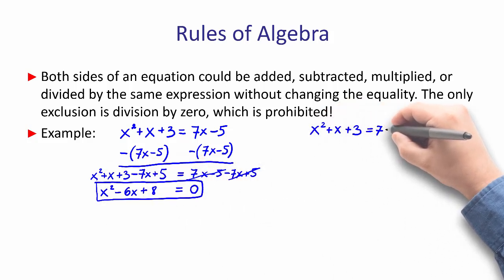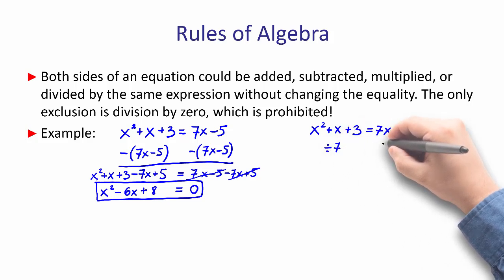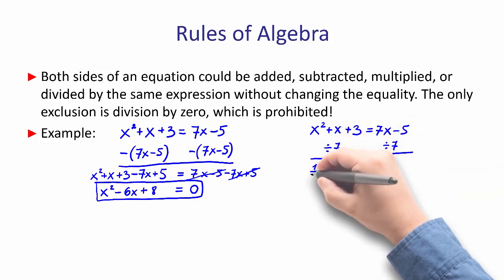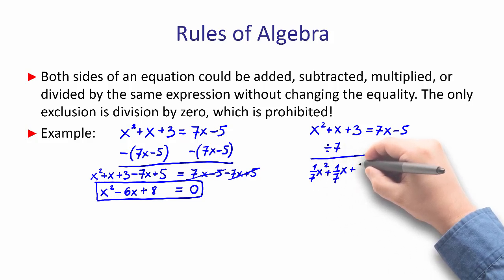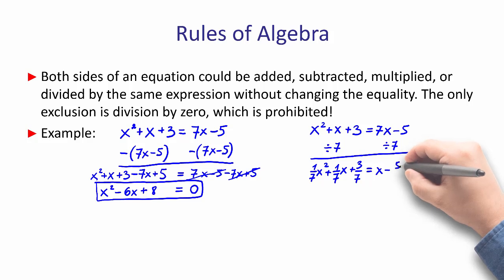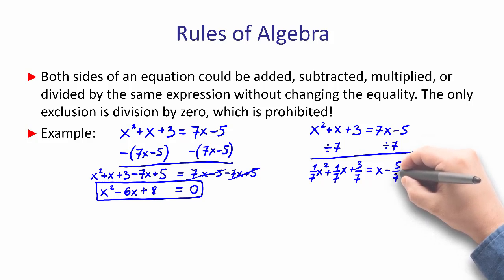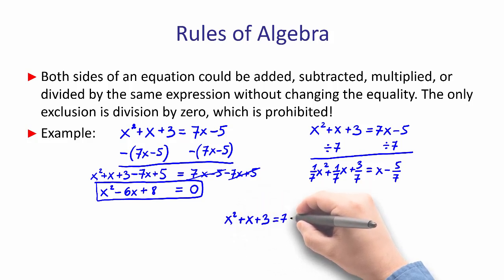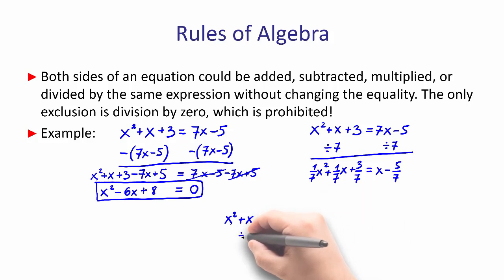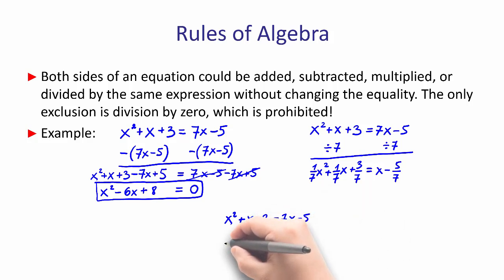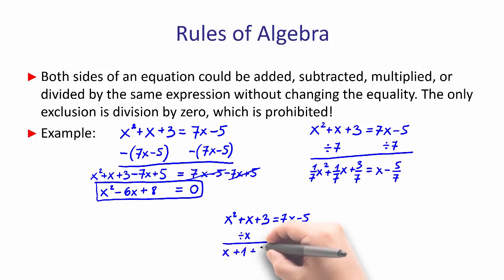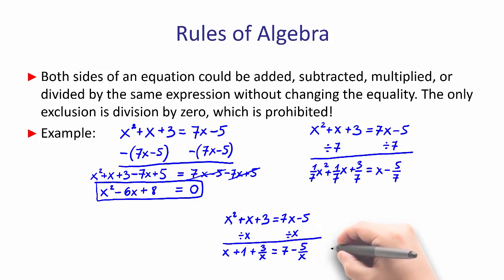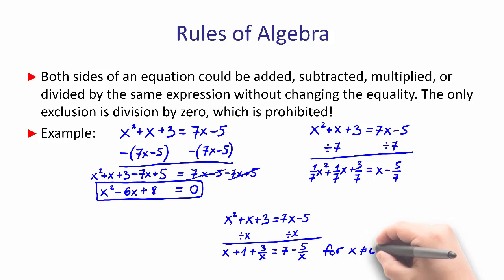Also, we can try to divide both sides by 7, or multiply by 1/7. And then what we will get is 1/7 x squared plus x over 7 plus 3/7 equals x minus 5/7. Let's try something else. We can divide both sides by x. So if you take x squared plus x plus 3 equals 7x minus 5 and divide both sides by x, we get on the left side x plus 1 plus 3 over x equals 7 minus 5 over x. Pay attention that this will be true only for x which is not equal to 0, because you cannot divide by 0.